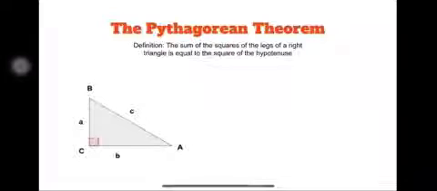The Pythagorean theorem states the sum of the squares of the legs of a right triangle is equal to the square of the hypotenuse. Simply stated, a squared plus b squared equals c squared.